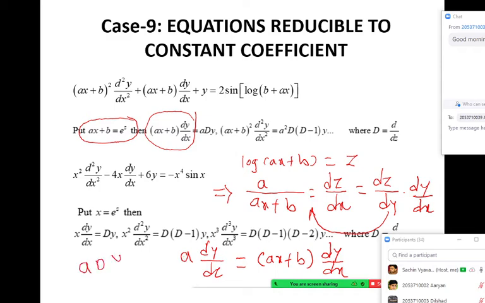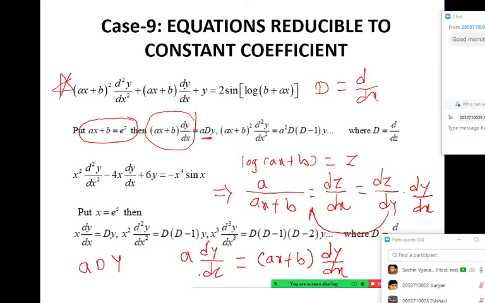Now this capital D operator only changes. In the original differential equation, capital D is the operator d by dx. But now we are saying D again, so that D is not the same. Actually, that D is d by dz.